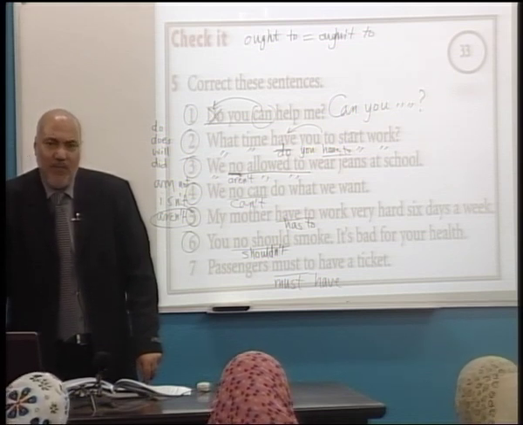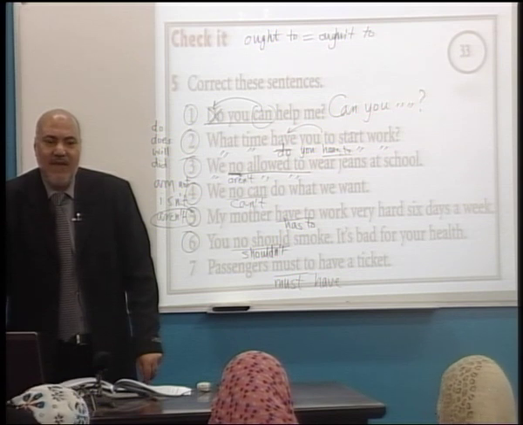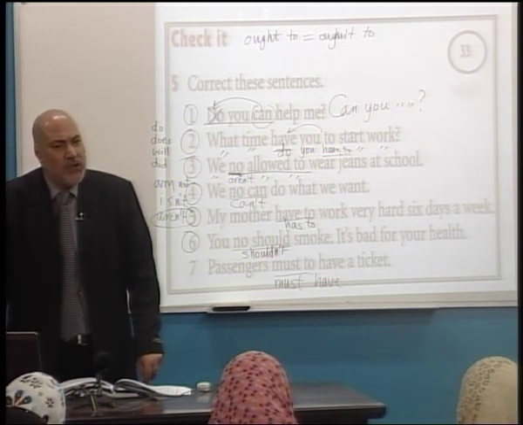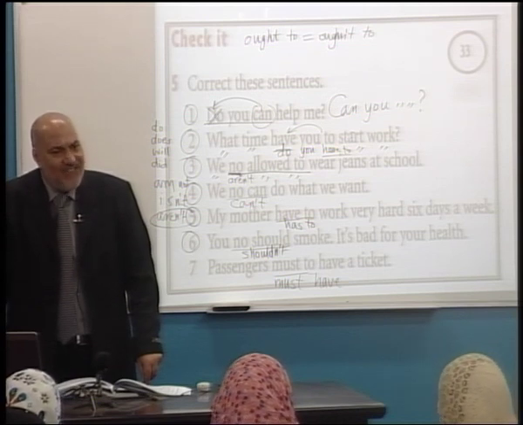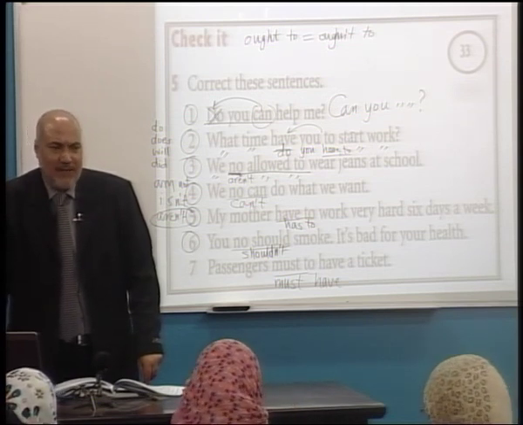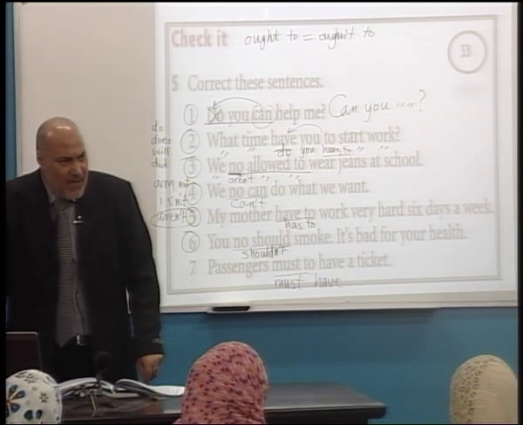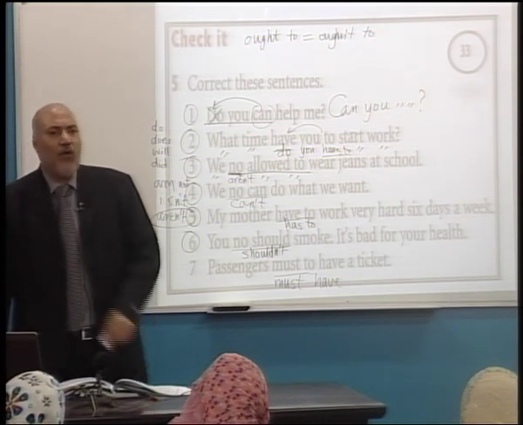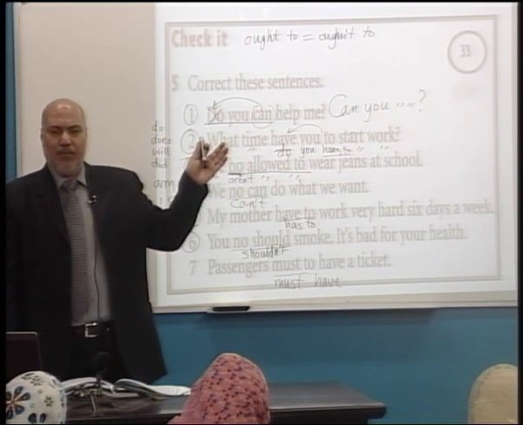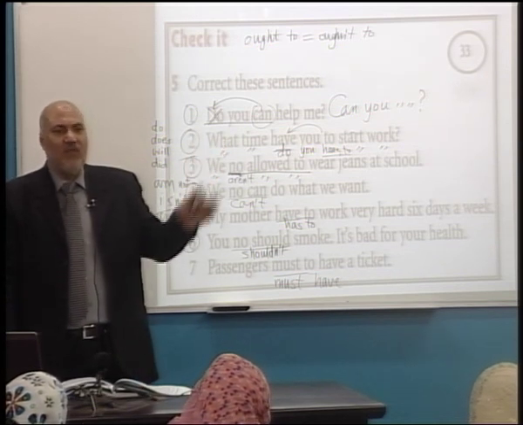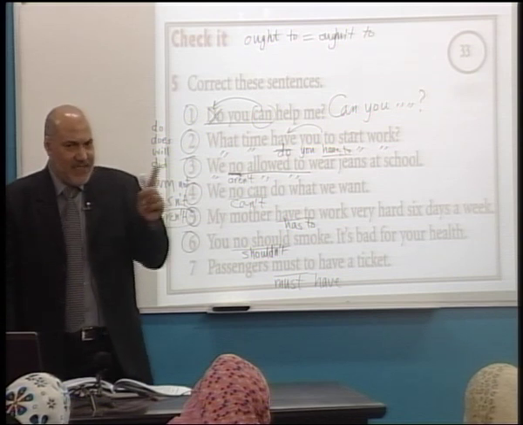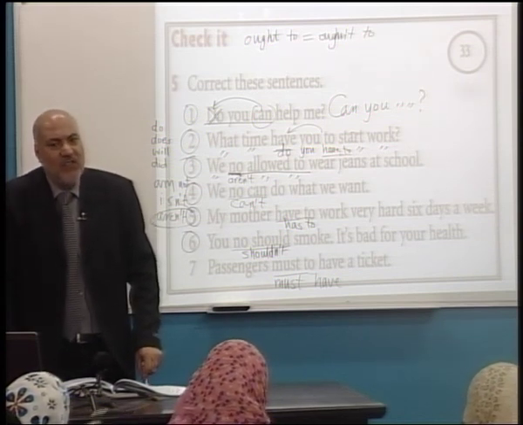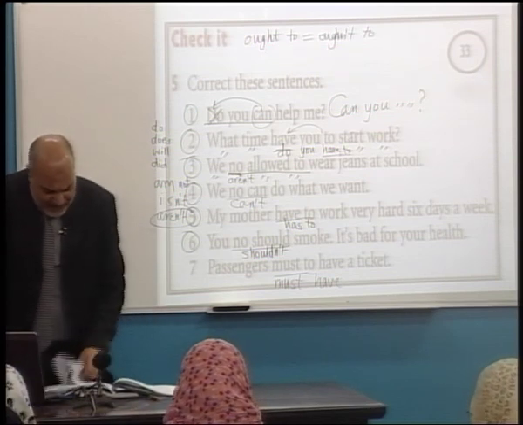So we should use the modal with the verb without to, except for ought to and have to. But with have to in the singular, we say has to. But what about can? Oh, can for all the pronouns. Should for all the pronouns. No difference. The difference is just with the full verb have to.